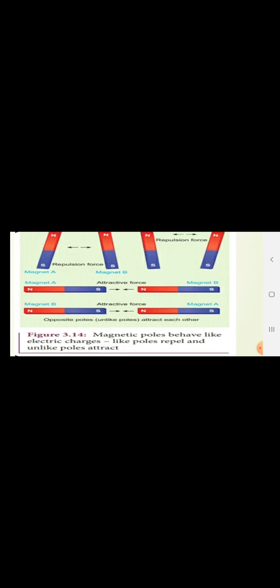Looking at this figure, this is a lab experiment which is to be done. Look at the figure and you will understand what attractive forces and repulsive forces are, student. North, south. A red color is denoted by the north, and blue, navy blue or indigo color is denoted by the letter S. Magnetic poles behave like electric charges. Like poles repel and unlike poles attract.